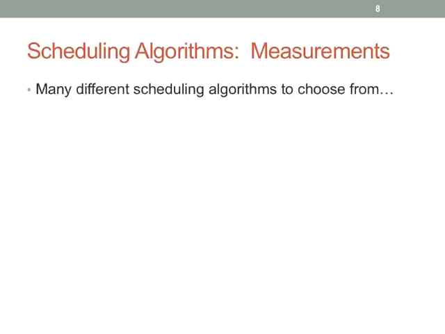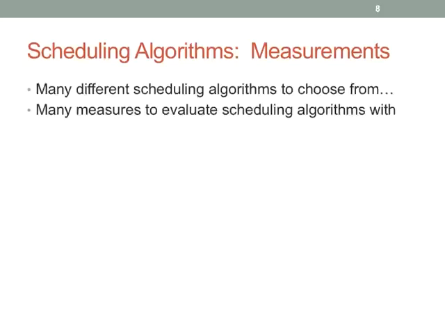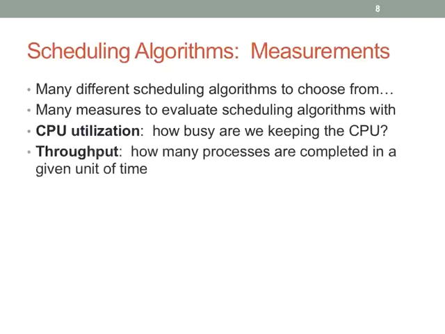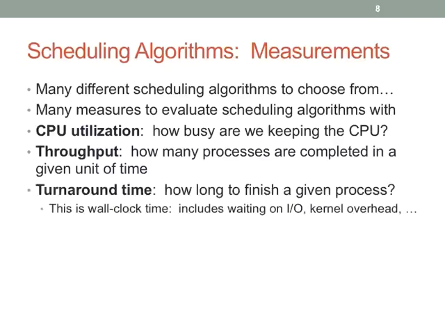Okay, so getting back to scheduling, there are a lot of different ways we could evaluate scheduling algorithms. So, measures to evaluate scheduling algorithms with. We could look at how busy we keep the CPU. We could say how many processes we finish in a certain amount of time. Turnaround time: how long does it take to finish a particular process? We could either take a specific process or a specific kind of process that we want to finish quickly, or we could say, on average, what's the turnaround time of the scheduler?